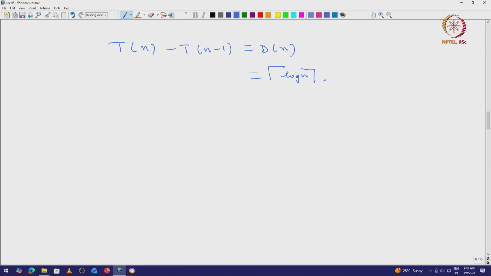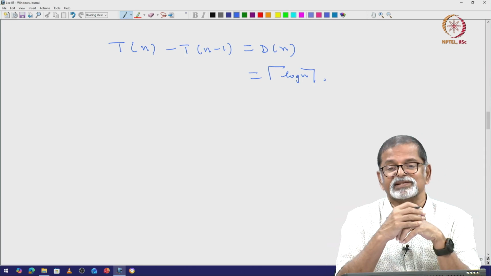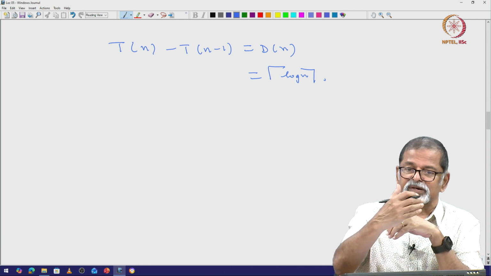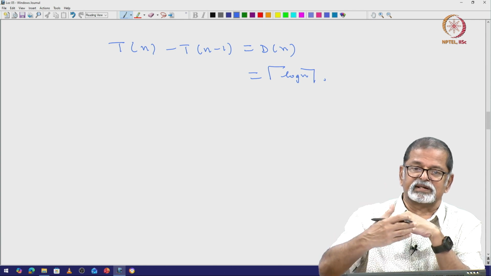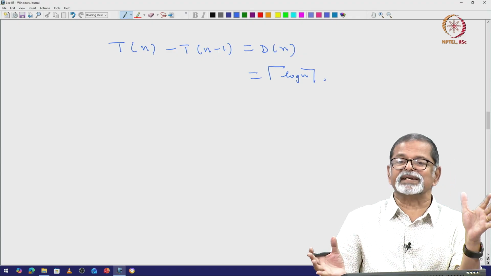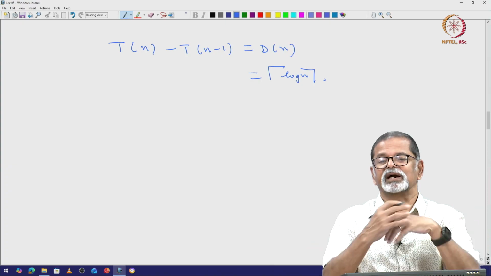Okay. So, how do we find T of n? We do what is known as telescopic sum. Once you have this difference, we can write down the difference for other values of n, and when you add all of them, the intermediate values will get cancelled. That is why it is called telescopic sum. It will collapse to only the first term and the last term.